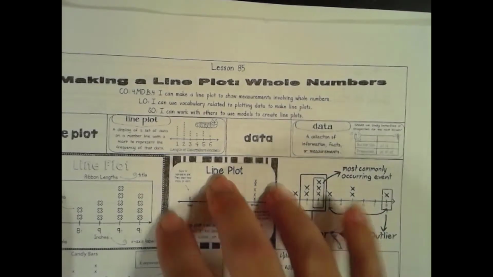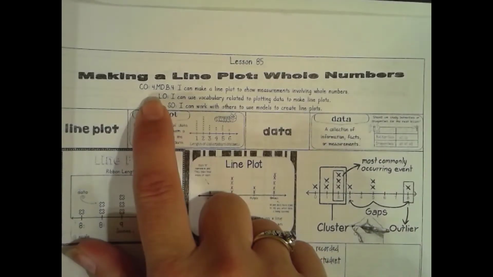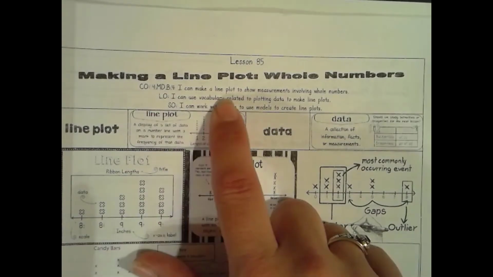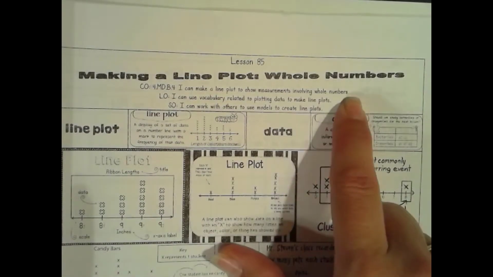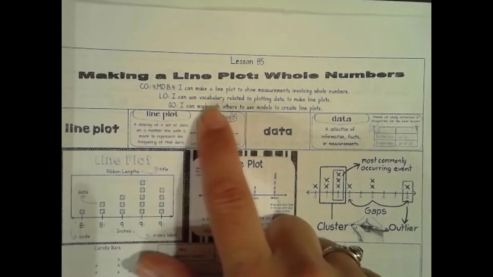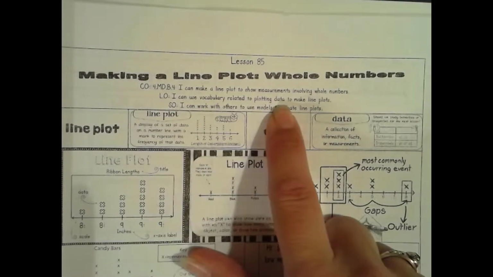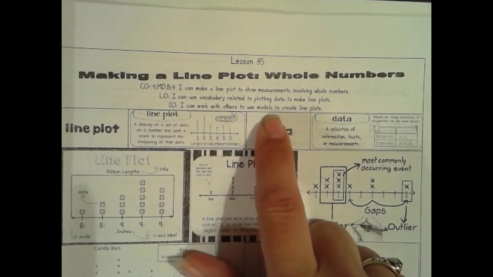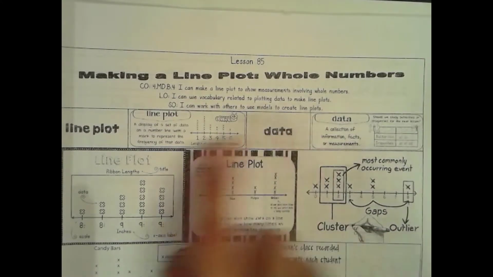Okay, so our content objective for 4th grade MD measurement data B4: I can make a line plot to show measurements involving whole numbers. Language objective: I can use vocabulary related to plotting data to make line plots. Social objective: I can work with others to use models to create line plots.